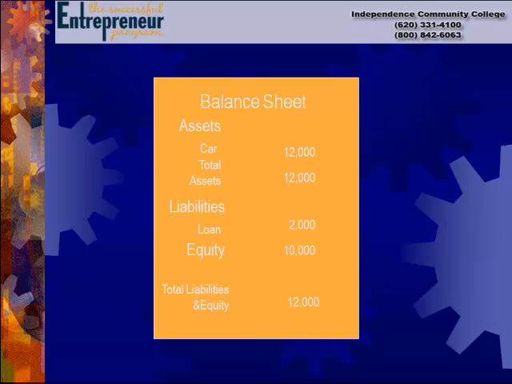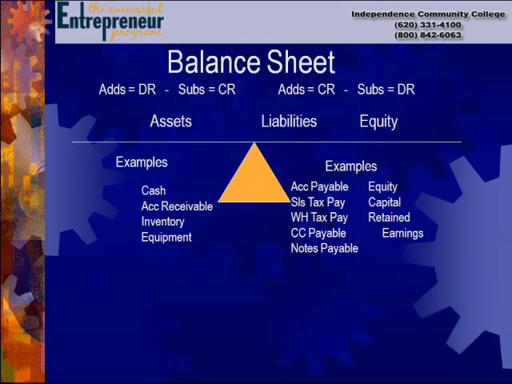If a business or person sold off all their assets and paid off all their liabilities, the equity is what would be left over. Examples of accounts you will find in the asset section are cash; accounts receivable, which is the money owed to the company, typically by customers; inventory, the value of items held for sale to customers; and equipment, the value of equipment used to produce the company's products and services.